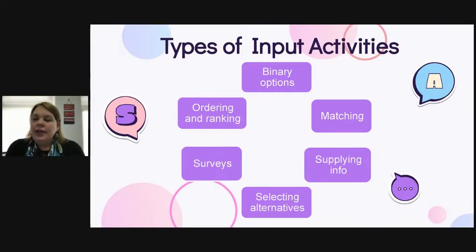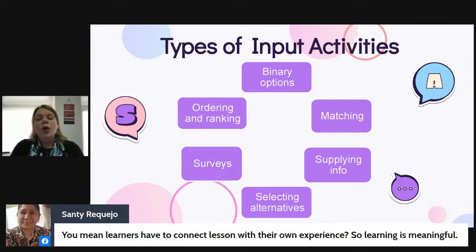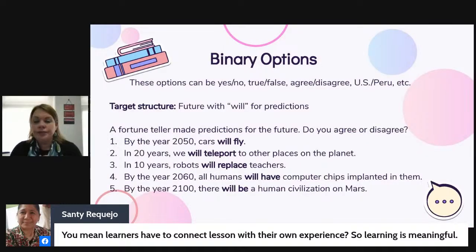According to Bill VanPatten, we have six main types of input activities, which can be divided this way: binary options, matching, supplying information, selecting alternatives, surveys, and ordering and ranking. We're going to look at an example of each one of these activities that I created for you so that you can get an idea of how they work.